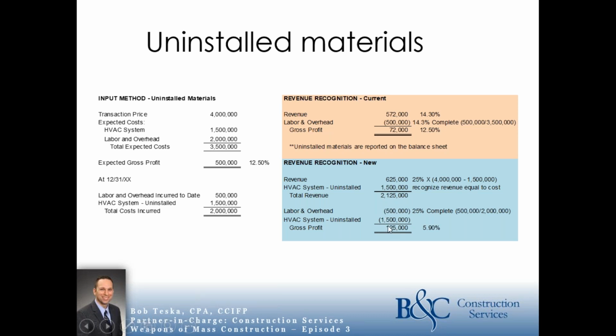So it kind of skews the percentage of completion that we're normally used to. The overall job is going to have 12.5% margin. Currently, though, we're going to show 5.9% because we have these uninstalled materials. So that's something to watch out for. Uninstalled materials are going to be disclosed in the footnotes, so you'll be able to track them and understand why it looks a little wonky.